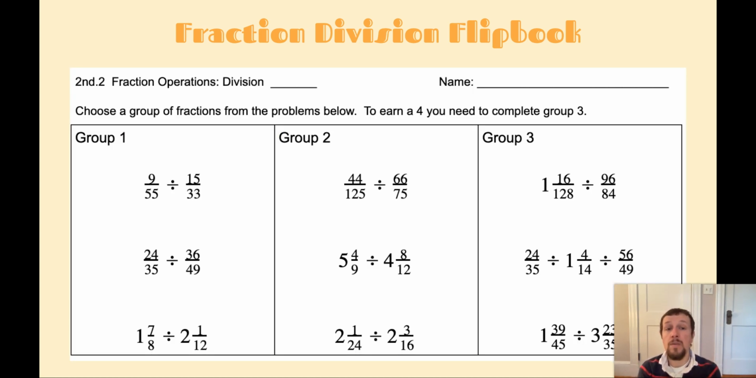So you can see this is the back right here. This is the back of the project. In the back of the project, you can see that there are three different groups: group one, group two, group three. And for the project, you're going to pick one of these three groups. So you can do all the problems in group one, all the problems in group two, or all the problems in group three. You'll notice the directions say choose a group of fractions from the problems below. To earn a 4, you need to complete group 3. So if you're going for the 4, those are the problems that you want to do.